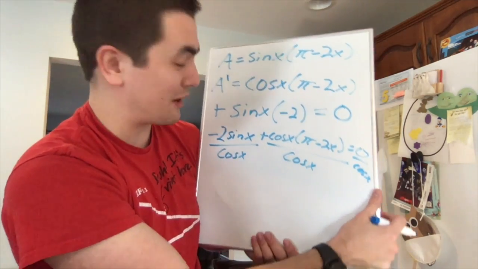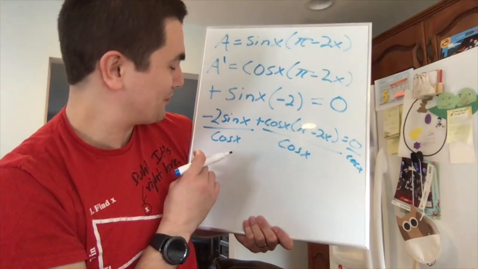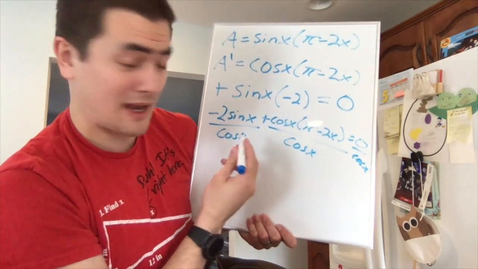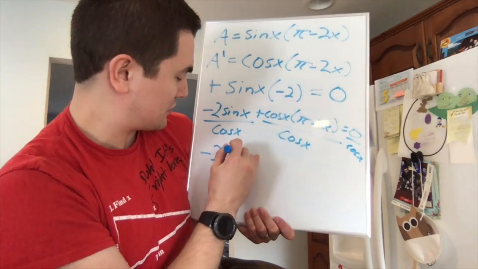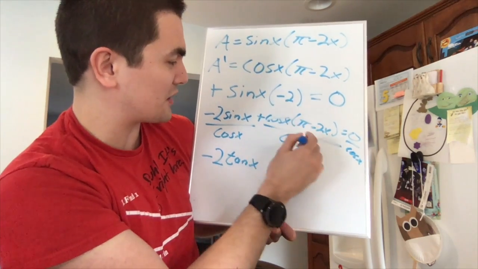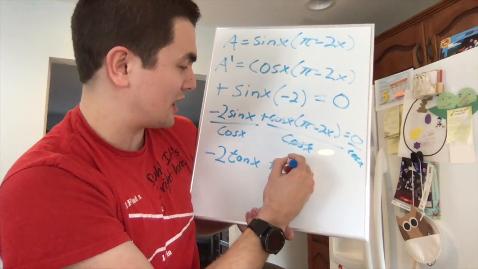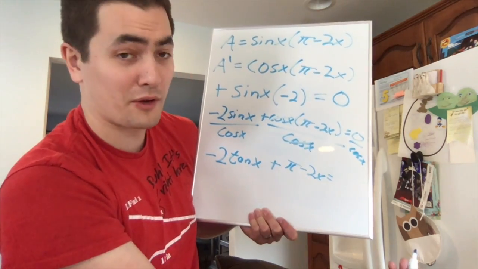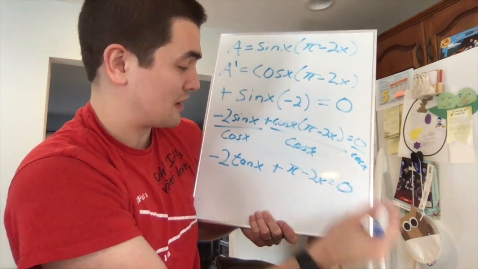I apologize for running out of room. This is my $10 target board. All right, so negative 2, well, sine over cosine just turns into tangent. So this just turns into minus 2 tangent of x. These cosines actually cancel out, so I'll be left with pi minus 2x, and 0 over cosine is just 0.